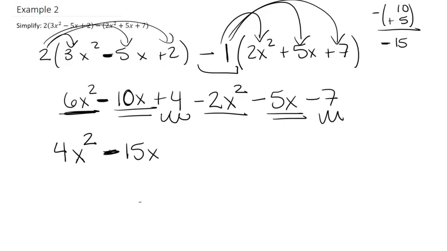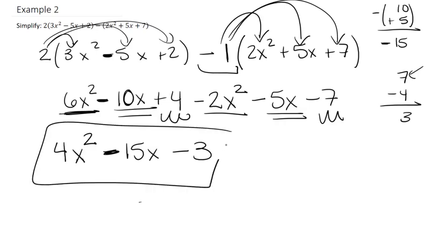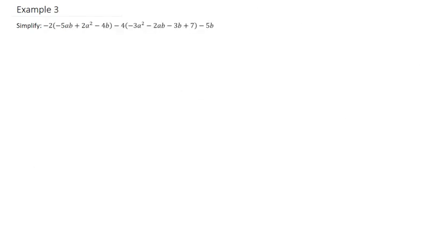So we have negative 15x, then we have 4 minus 7. So we could go 7 minus 4, which is 3, but the larger number, which is the 7, is the negative one. So this is going to be negative 3. And this would be our solution to this problem. So let's go look at another example. Example 3. Simplify the following. Let's go ahead and rewrite this all out.